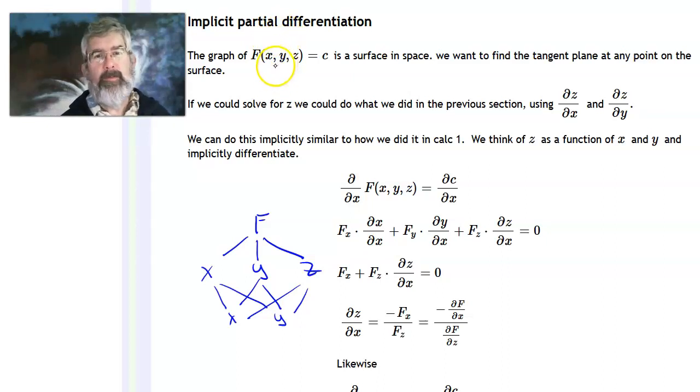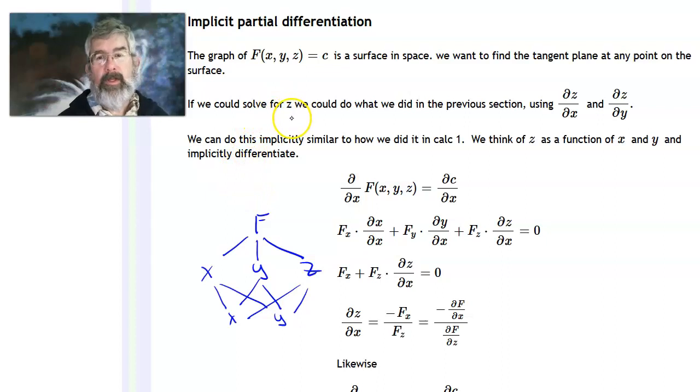So here's the situation. We've got an equation with x's, y's, and z's in it, and we write it in a way that you move all the variables to one side and leave at most a constant over there. That constant might be 0, but it might be any other constant. It doesn't matter. So you get this equation. The graph of that equation will be some surface out in three-dimensional space.